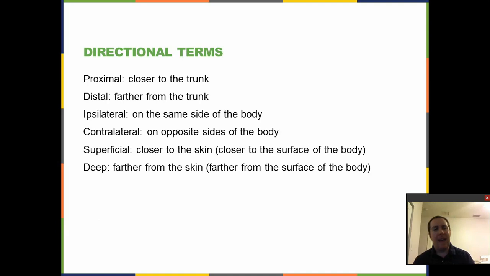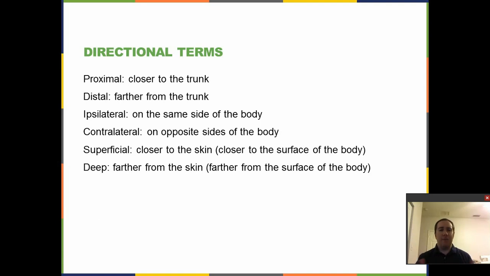Then we have ipsilateral and contralateral. This means on the same side of the body or on different sides of the body. Left versus right only. You cannot use these terms for top, bottom, or front or back. It is left, right only. So ipsilateral means the two things you're talking about are on the same side. Contralateral means they're on the opposite sides.